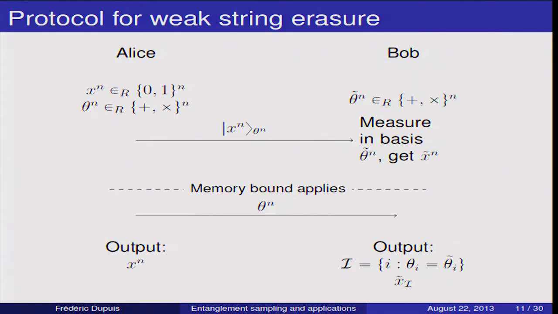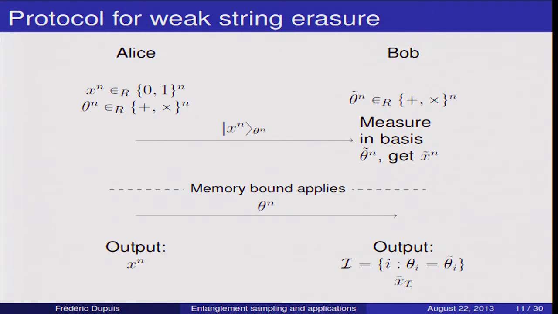And this is our protocol for weak string erasure. So how is it going to work? Well, Alice is going to pick a random string, x^n, and she'll also pick a random string of bases. So she'll pick a string of n plus or diagonal bases.